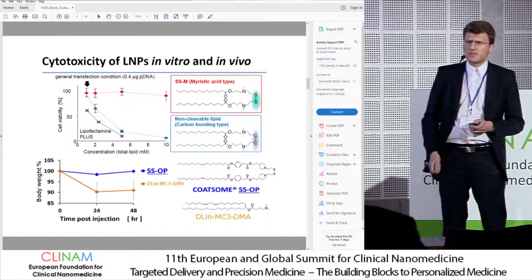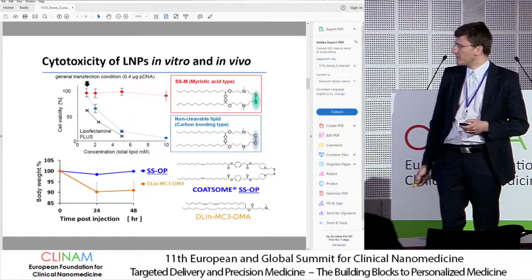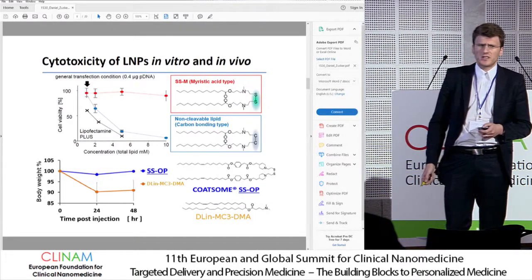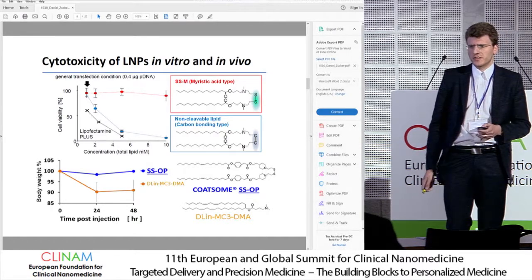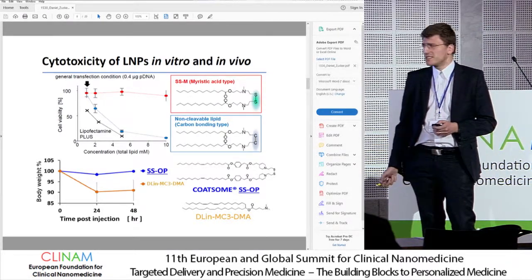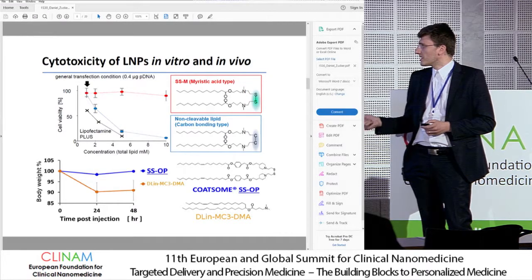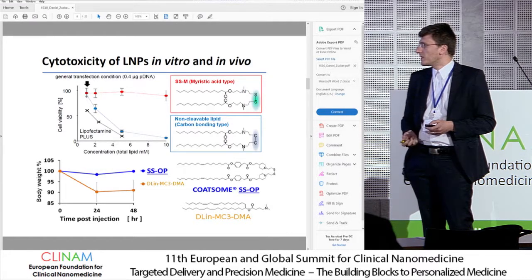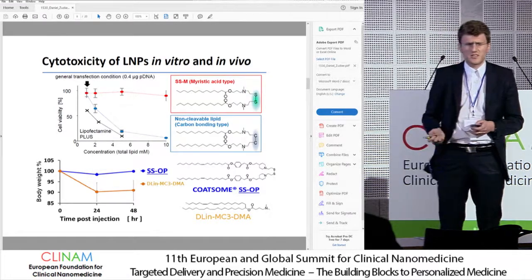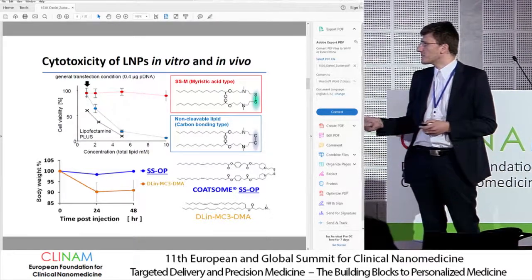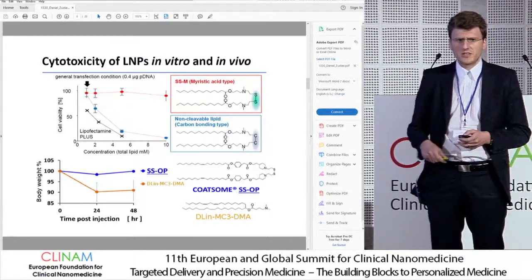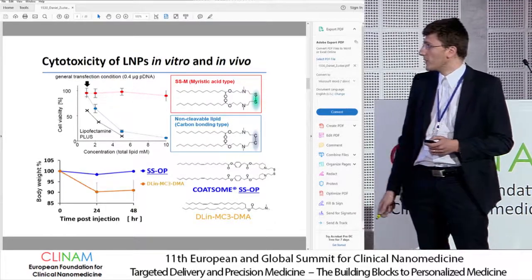In addition, we evaluated the toxicity in vivo by injecting the particles and monitoring the weight of the mice. So the SS lipid does not affect the body weight. However, other cationic lipids, such as DLin-MC3-DMA, lead to a slight reduction of the body weight.